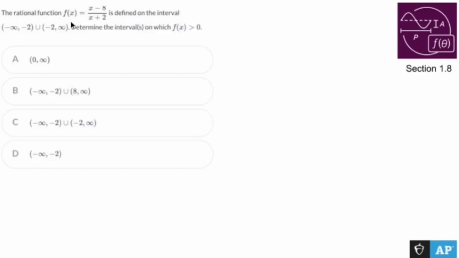The rational function f of x is (x minus 8) over (x plus 2), and it's defined over the interval there. Well, why does it say that? Determine the interval on which f of x is positive. Oh, I like these. First off, this is what we need to do.